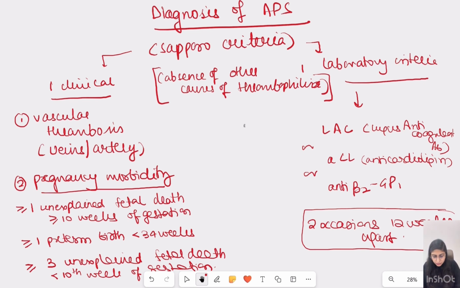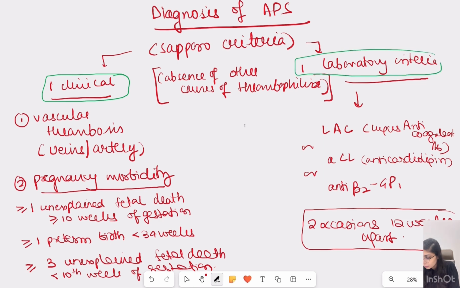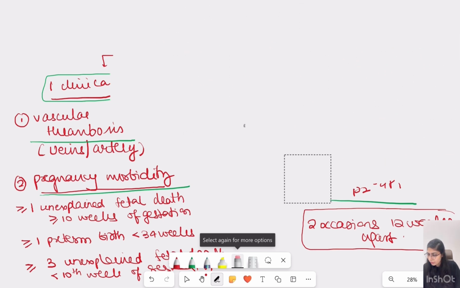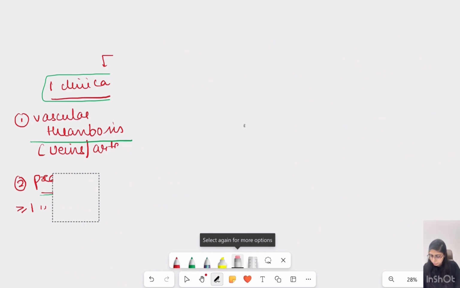And now for the diagnosis of APS, you only need one clinical and one laboratory criteria. So here is your criteria. Please try to remember this. One clinical plus one laboratory criteria. Clinical is vascular thrombosis, pregnancy morbidity; laboratory, 3 antibodies: LAC, ACL, anti-beta-2 GP1. Okay, take a sip of water and we talk about treatment of antiphospholipid syndrome.